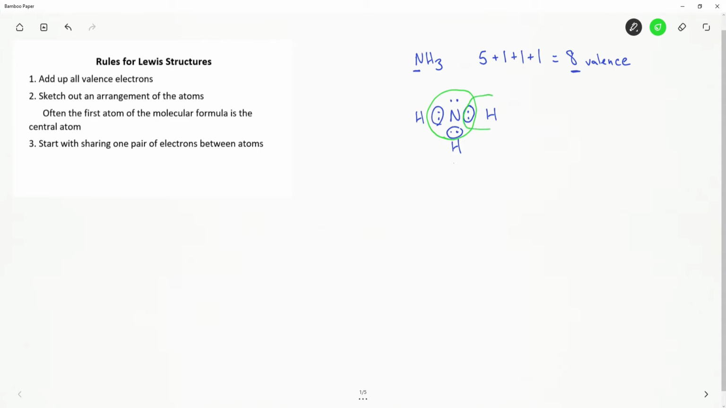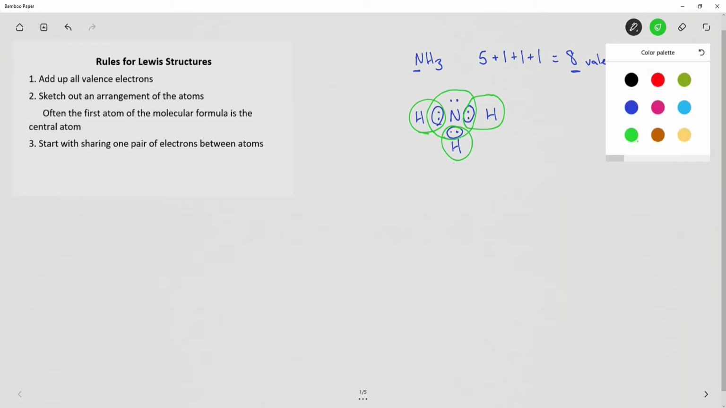If I look at this hydrogen here, I have 2 valence electrons. Now remember, for hydrogen and for helium, when they have 2 valence electrons, they have a full outer shell, and we consider that a satisfied octet. So each of the atoms in this Lewis structure now has a full outer shell. This is a valid Lewis structure.